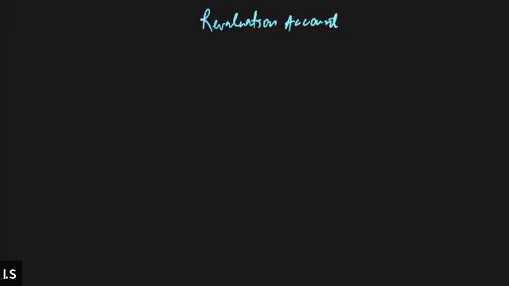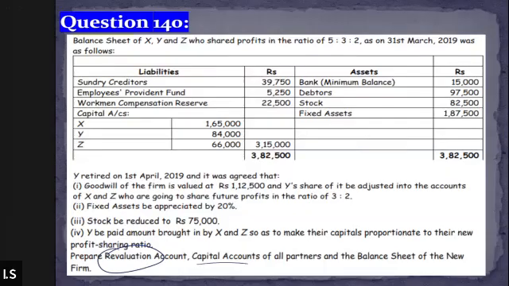I want all of you to try this question first. I want everyone to prepare the revaluation account for this question. If you have any problem solving it, do let me know, and then I'll help you. Otherwise, just prepare the revaluation account and tell me the divisible profit that will be transferred to the partners' capital accounts. I'm waiting for your responses. Meanwhile, let me also prepare the revaluation account for this question.